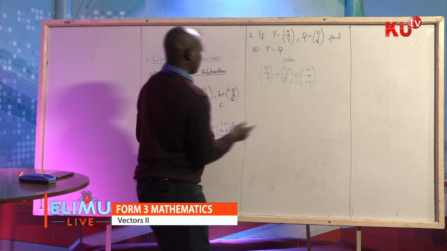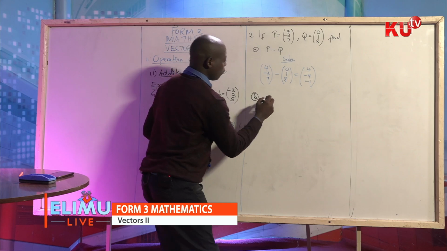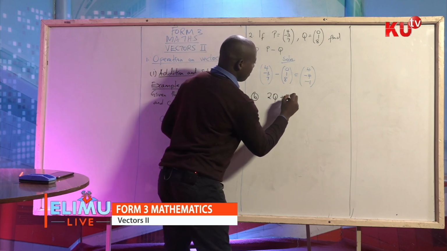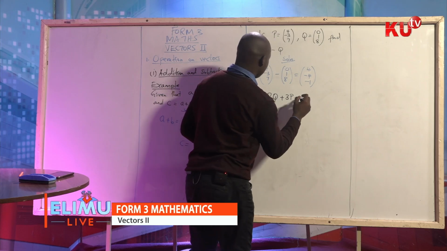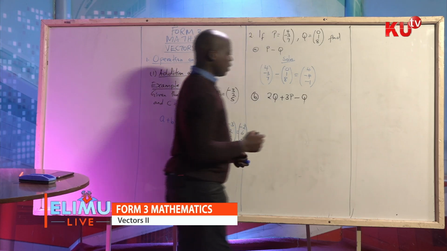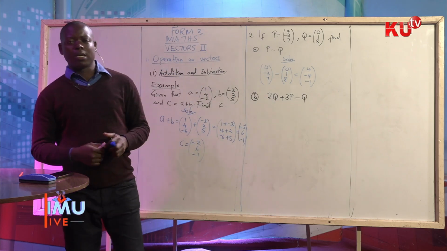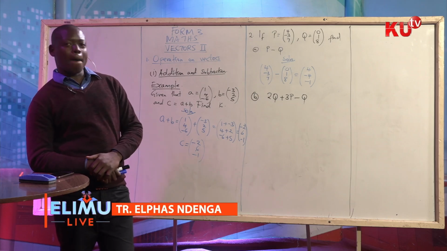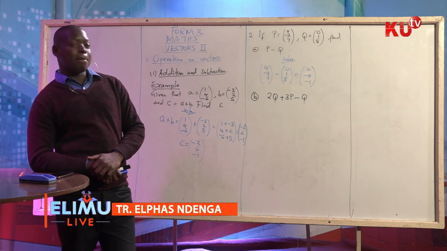Part B of the question. You are now asked to find 2Q plus 3P minus Q. The examiner says we find the vector 2Q plus 3P minus Q. So what do we do, students?